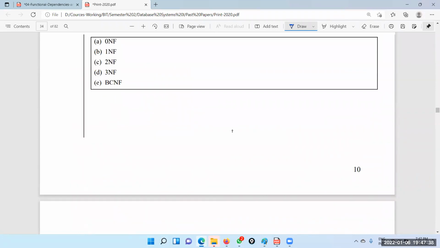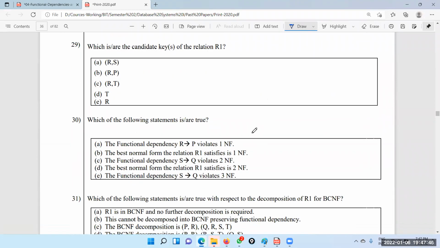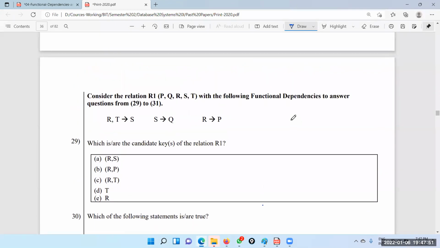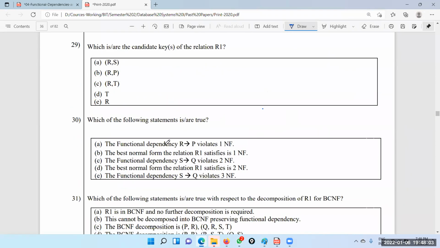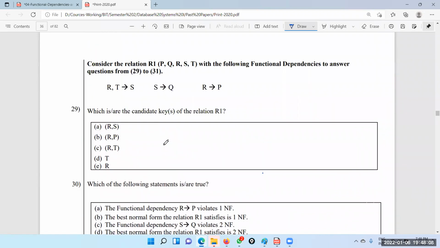So there you don't have a direct question. You have only the normalization question. Consider the relation R1 PQRST with the following functional dependencies to answer questions 29 to 31. Okay. So still you can't do 30 and 31, but you can do 29. Do the 29th one.